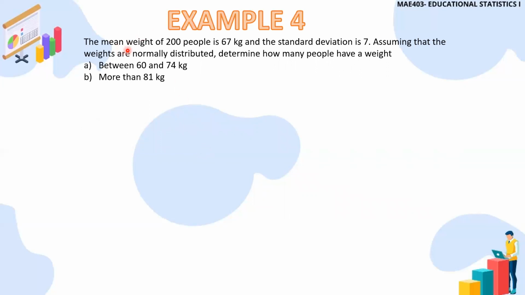The next example: the mean weight of 200 people is 67 and the standard deviation is 7. Assuming that the weights are normally distributed, determine how many people have weight between 60 to 74 kg, and second, more than 81 kg. Okay, let X be the weight of a person. So X is normally distributed. The mean here is 67 and the variance is 7 squared because this is the standard deviation. Then the question asks you to find how many people have a weight between 60 to 74 kg.